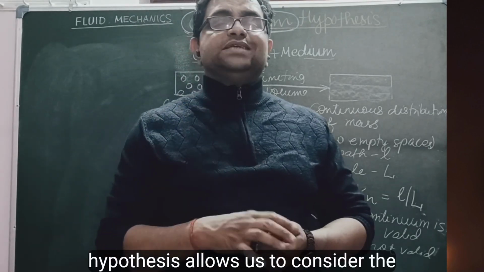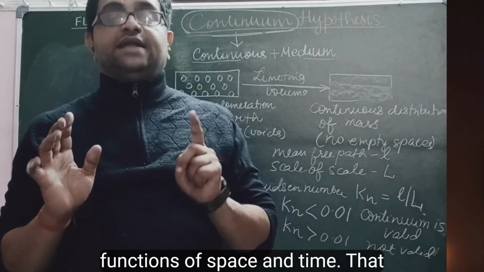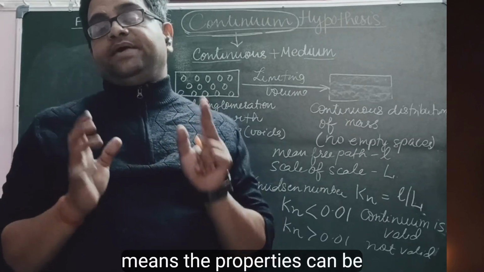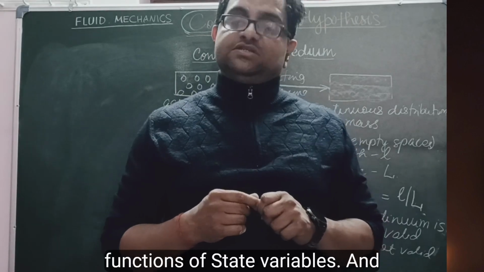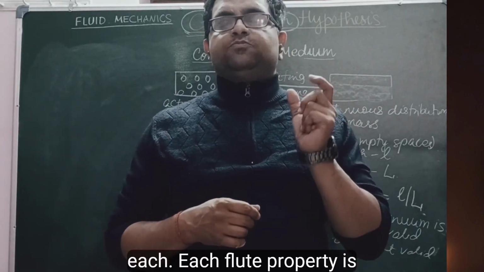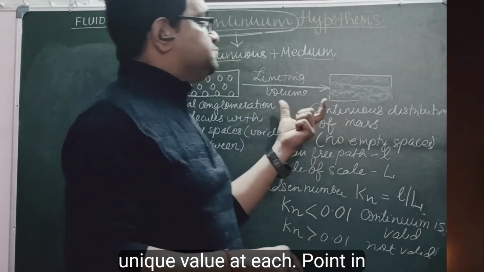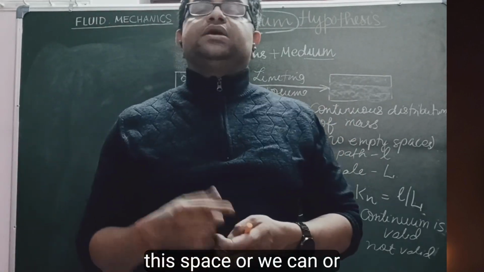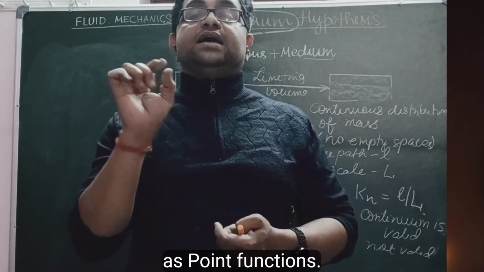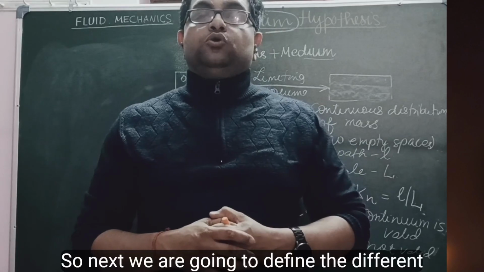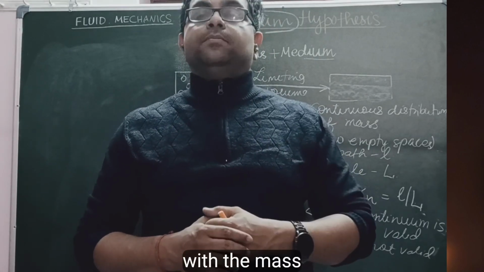This hypothesis allows us to consider the fluid properties as continuous functions of space and time. That means the properties can be expressed as continuous functions of space and time, or continuous functions of state variables. Each fluid property in a continuum will have a unique value at each point in space. Or in simpler terms, we can define the properties as point functions. Next we are going to define the different physical properties of fluids, starting with the mass density.